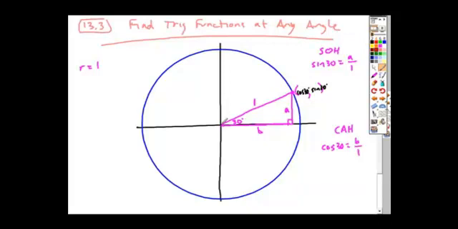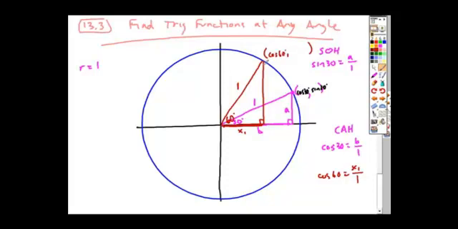Let's call this angle 60 degrees. At 60 degrees, we still have a radius of 1, and let's say we want to find the x and the y coordinate here. Let's find the x coordinate. This measure is going to help us find it, so I'll call it x1. Which trig ratio relates? Cosine. The cosine of 60 degrees is equal to x sub 1 over 1, which means x sub 1 is just cosine of 60.